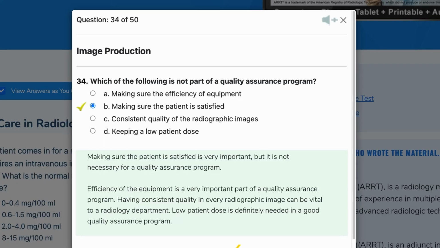Making sure the patient is satisfied is very important, but it is not necessary for a quality assurance program. Efficiency of the equipment is a very important part of a quality assurance program. Having consistent quality in every radiographic image can be vital to a radiology department. Low patient dose is definitely needed in a good quality assurance program.